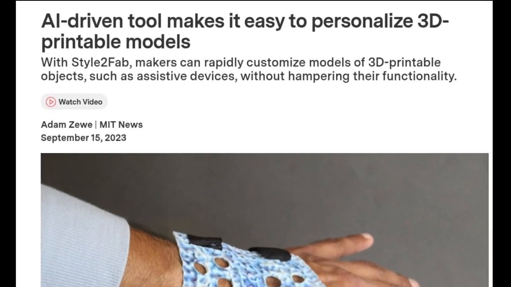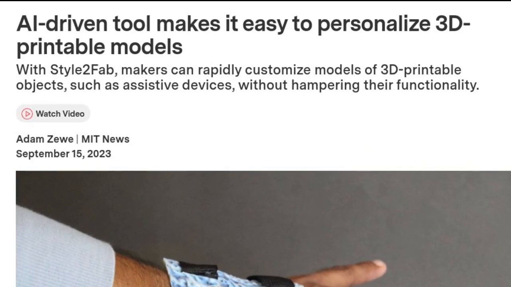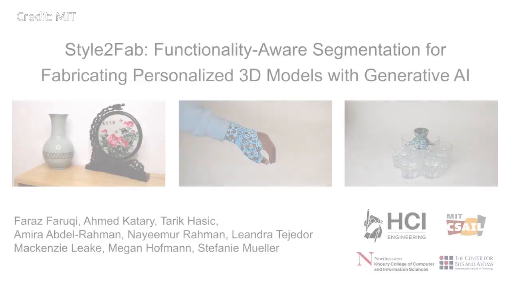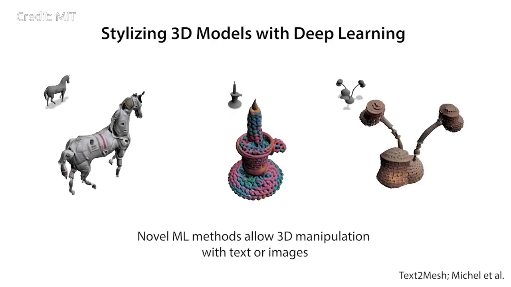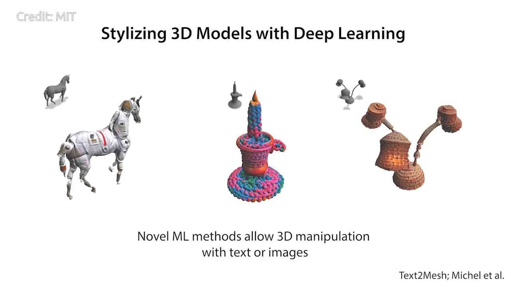MIT researchers developed a user-friendly interface that enables a maker to customize the color, texture, and shape of the aesthetic characteristics of an open-source 3D model from an online repository without affecting the functionality of the fabricated object.